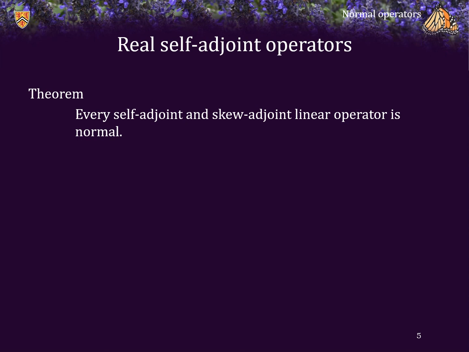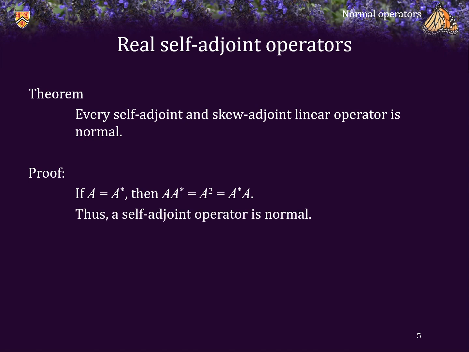Theorem: every linear operator that is self-adjoint and every linear operator that is skew-adjoint is normal. Proof: suppose that a linear operator is self-adjoint. Therefore, A equals the adjoint of A. Consequently, A times the adjoint of A is just A times A, which is A squared, which is equal to the adjoint of A times A. Thus, a self-adjoint linear operator is normal.